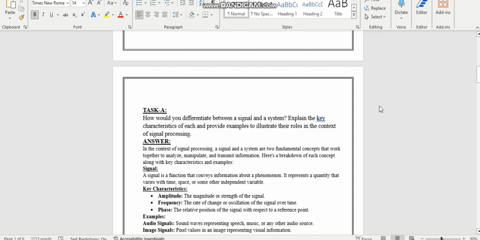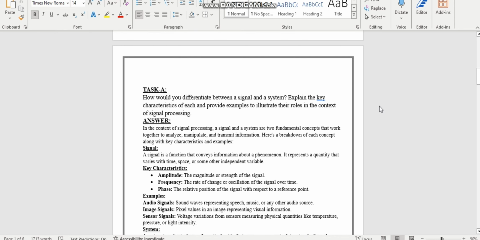In the context of signal processing, a signal and a system are two fundamental concepts that work together to analyze, manipulate, and transmit information. Here's a breakdown of each concept along with key characteristics and examples. Signal. A signal is a function that conveys information about a phenomenon. It represents a quantity that varies with time, space, or some other independent variable.